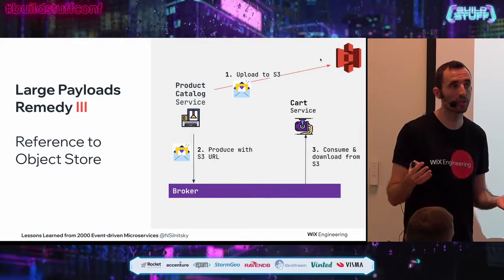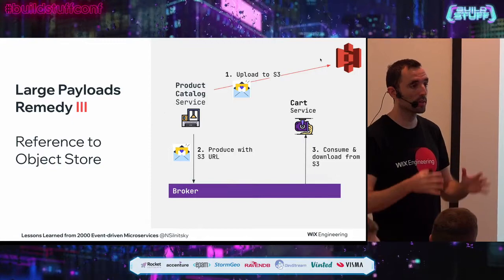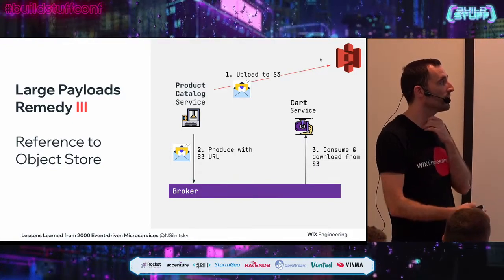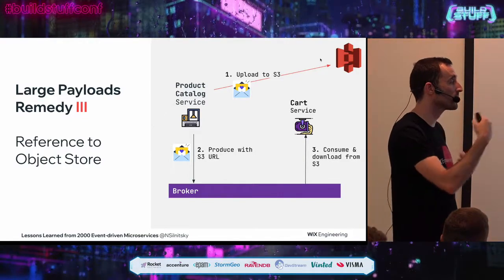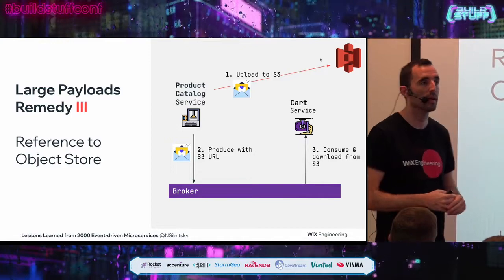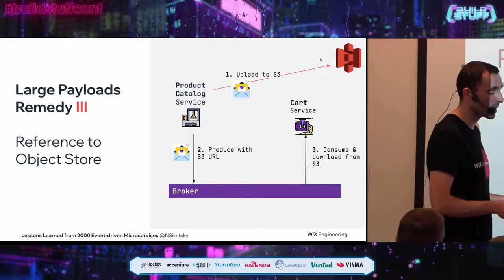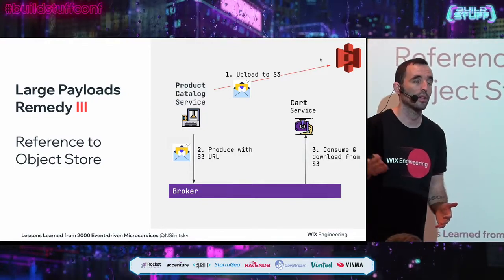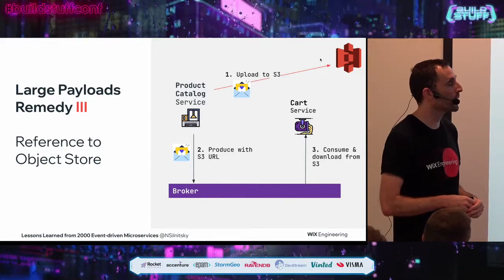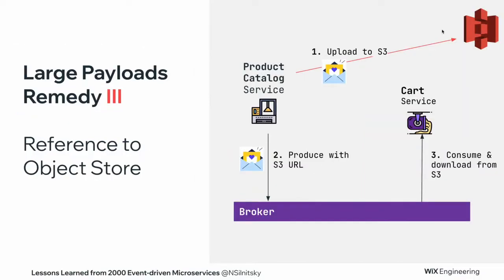Also, for large domain events, you can keep those in a database and not put them as part of the event, and then just produce a reference ID for the domain event. Later, the consumer can download the object from S3 or request the payload from an external service if that's necessary.